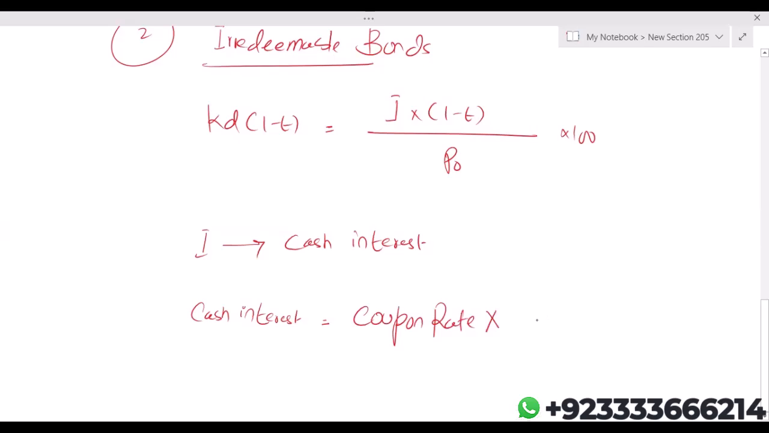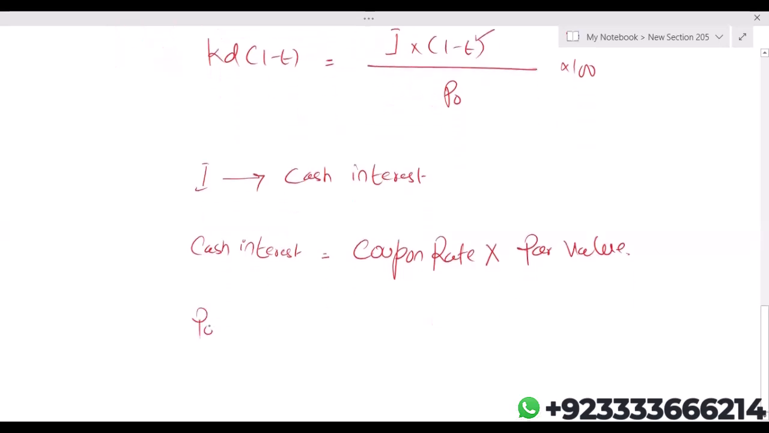The coupon rate into 1 minus tax rate, P is of course the tax rate, P naught is the current bond price, ex interest. Ex interest means excluding interest.